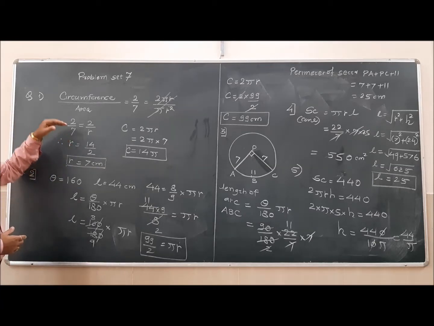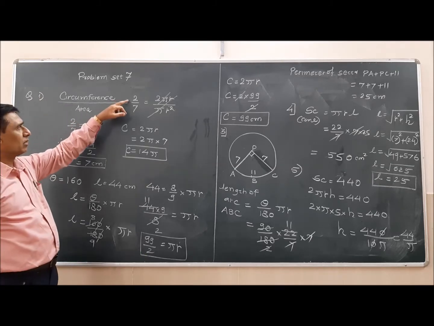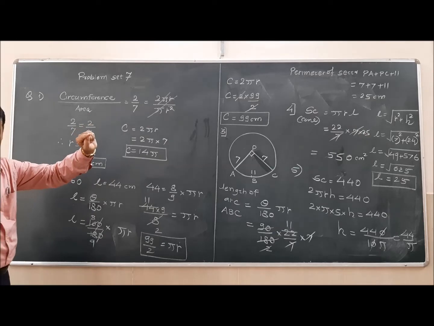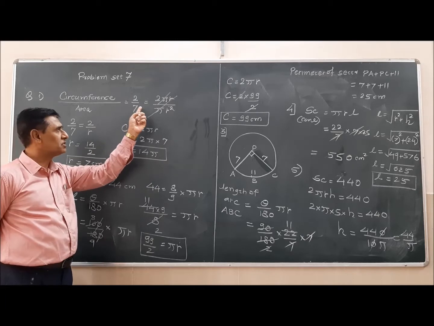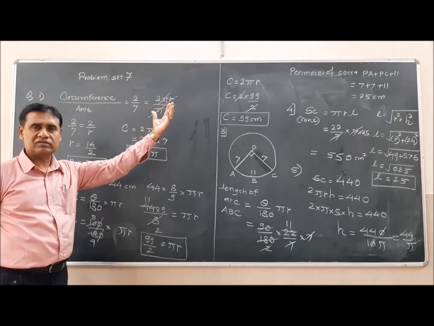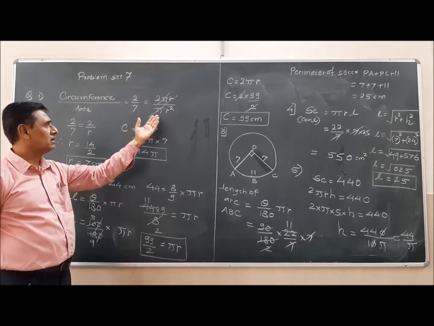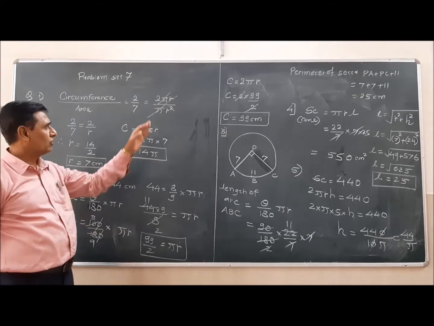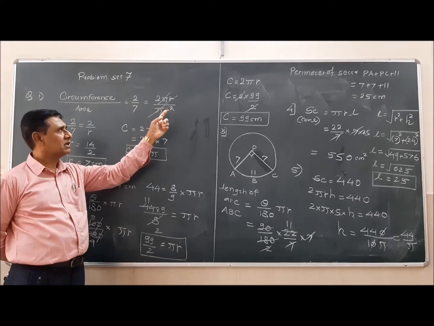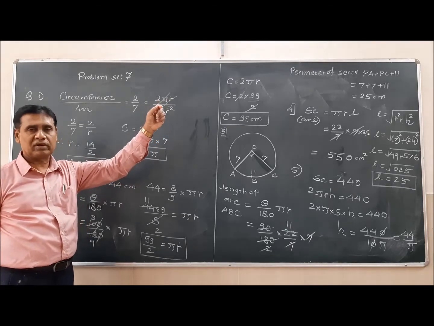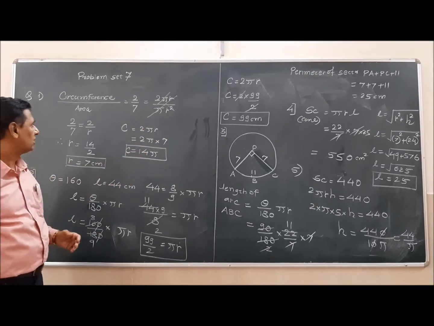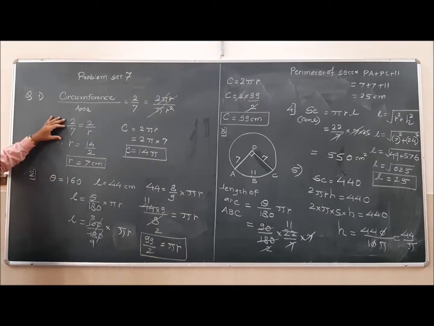First one is the ratio of circumference to that of area is given as 2/7. Try to understand again. Ratio of circumference upon area is 2/7. I substitute the value of circumference, which is 2 pi r, and area is pi r square. Of course, you will notice pi and pi will get cancelled. Here r square, so one of these two r will get cancelled with the r from the numerator. So in the next step, we obtain it as 2/7 equals 2/r.